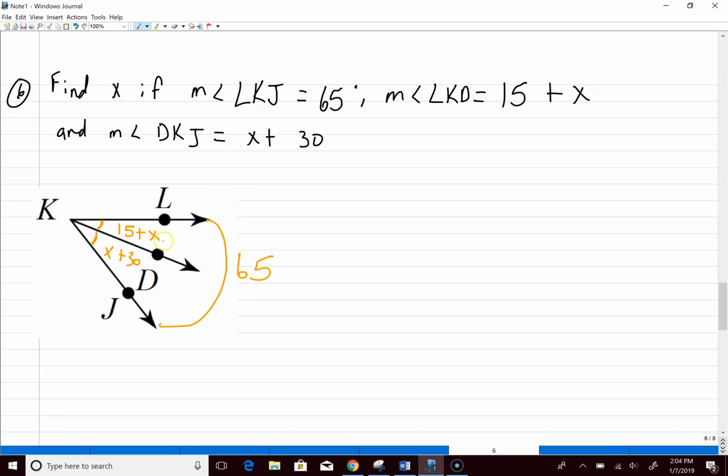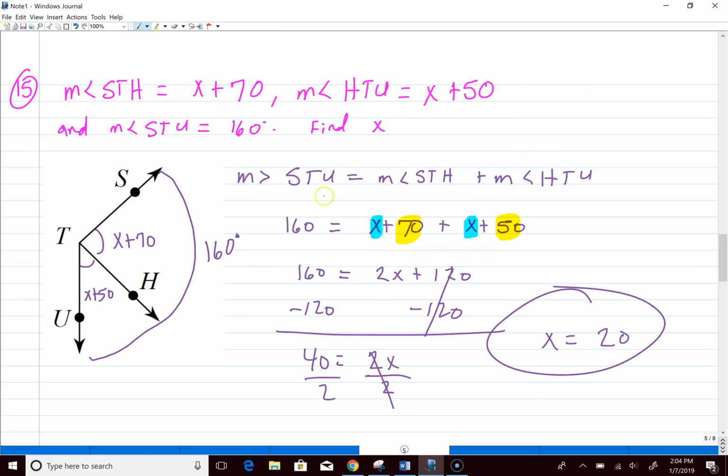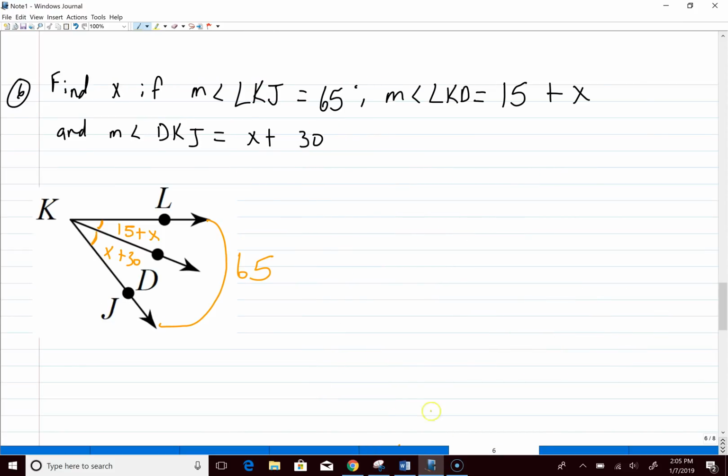This is like the previous question, where if you add the two small adjacent angles, you're going to get the big outside angle, which is 65. Again, if you need to write down all of this part here, then do it. Okay? But for me, I'm just going to start writing it down. The big angle, 65, is equal to the two smaller adjacent angles when you add them. So 15 plus X plus your X plus 30.